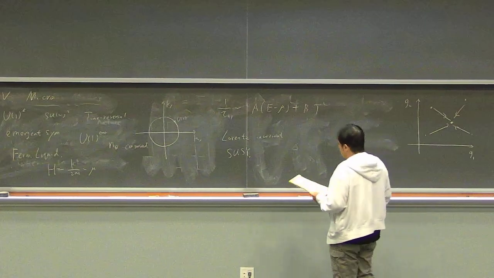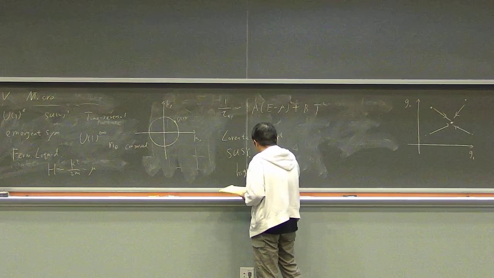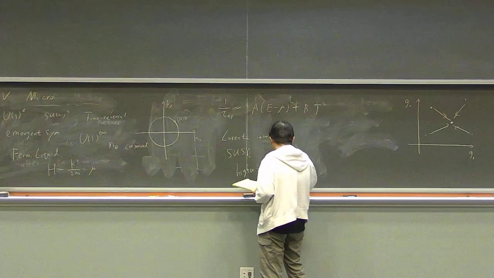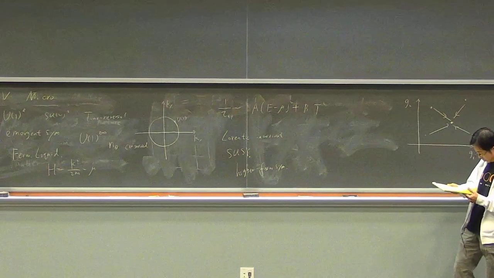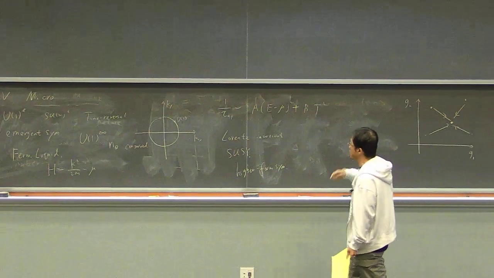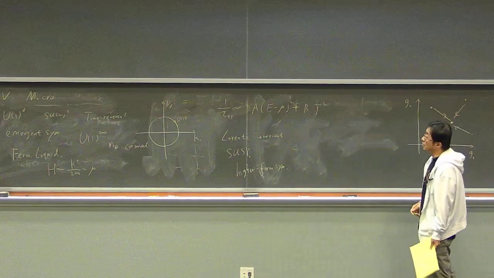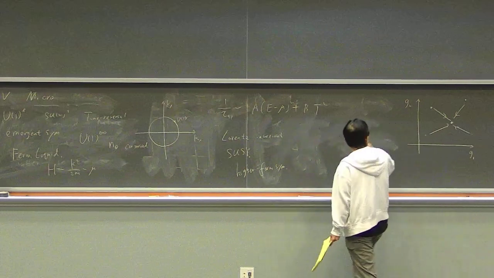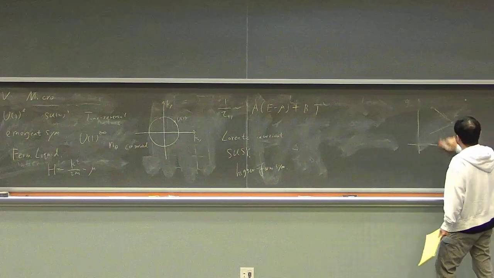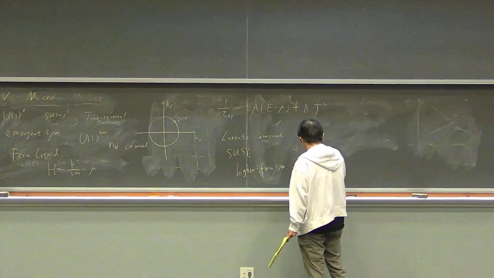And we also have higher form symmetry as an emergent symmetry. So basically, this is what can happen in the IR of a condensed matter system. And the higher form symmetry is particularly useful, particularly related to what is called topological order.